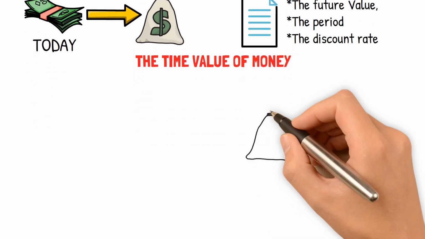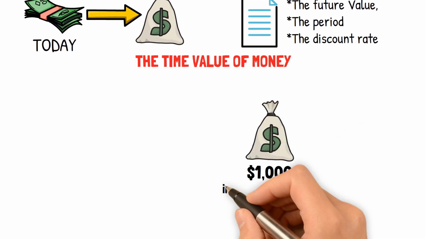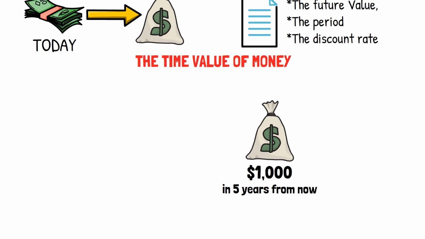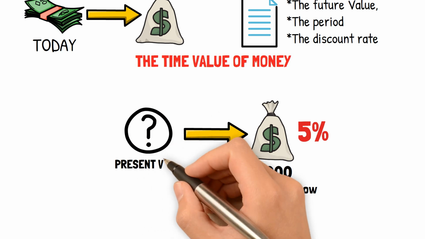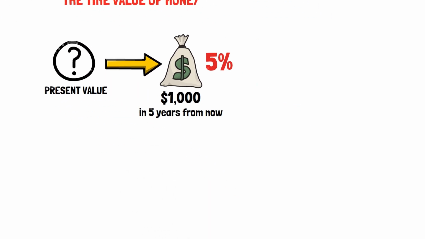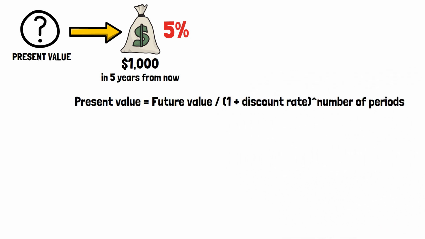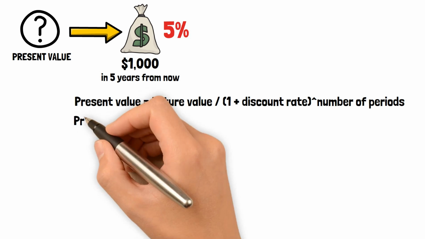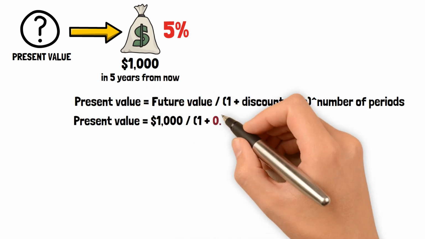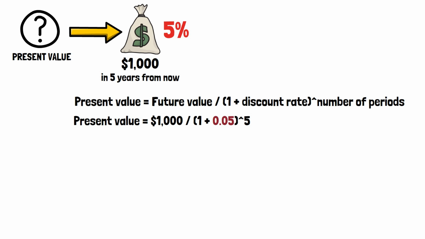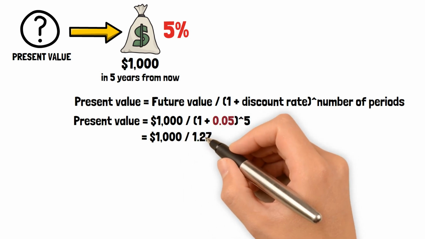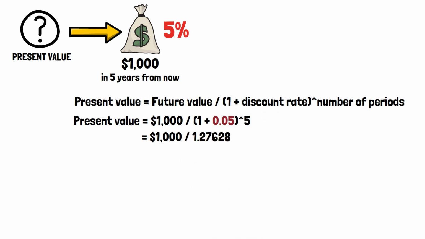For example, say you expect to receive $1,000 in 5 years from now. If the discount interest rate is 5%, the present value of this future sum of money can be calculated as follows. Present value equals future value divided by 1 plus the discount rate to the power of the number of periods. In our case, present value equals $1,000 divided by 1 plus 0.05 to the 5th power. So, present value equals $1,000 divided by 1.27628.